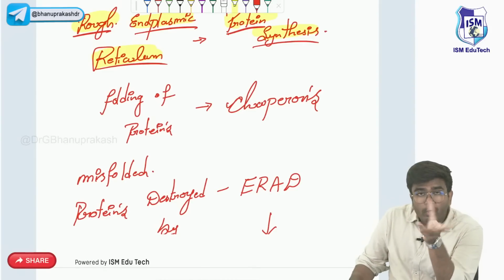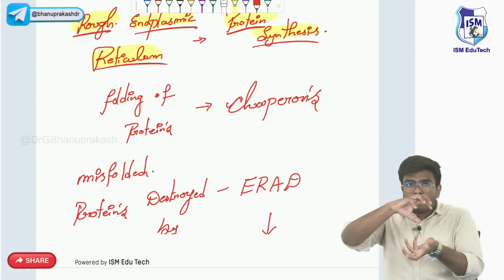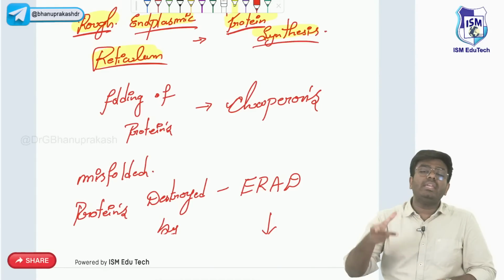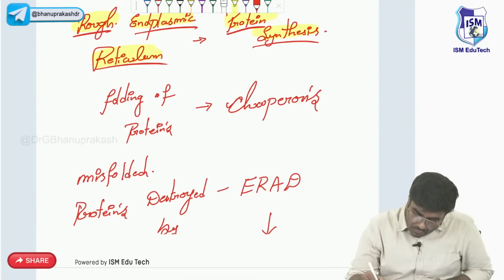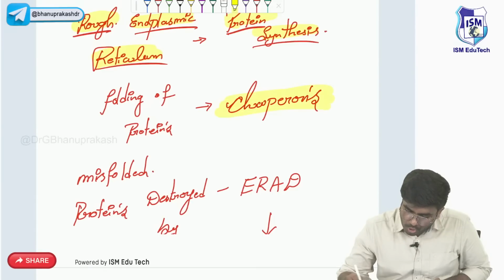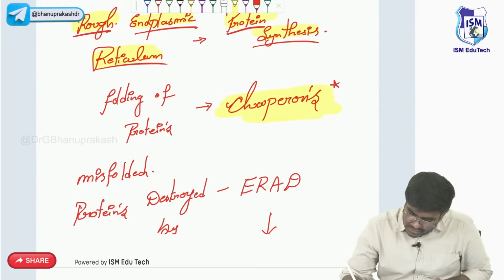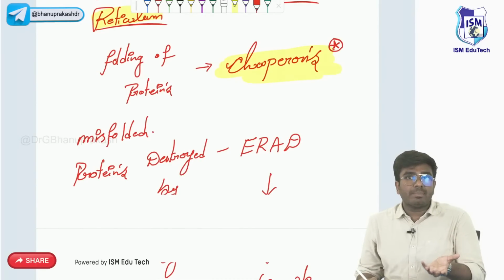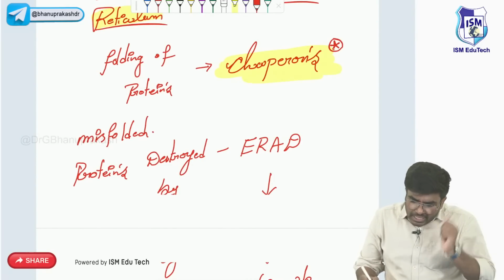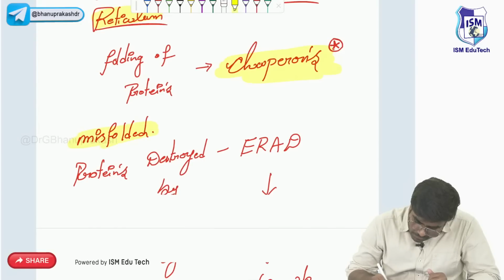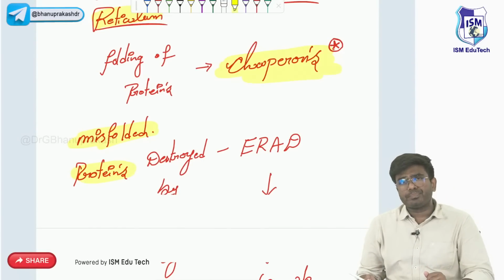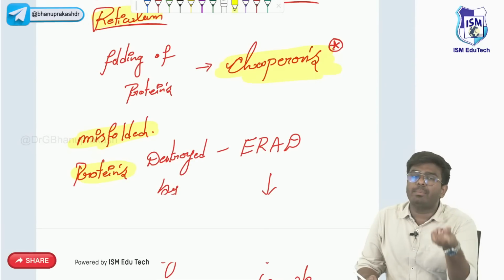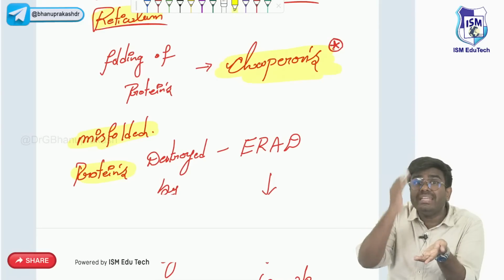Now, whenever you form a protein out of all the amino acids, there should be proper folding. This folding of the proteins is done with the help of which molecules? The folding of the proteins is done with the help of molecules called chaperones. But sometimes mishaps can happen. Sometimes misfolding of proteins can occur. Whenever there is a misfolded protein, that's a very toxic, very bad protein. That misfolded protein needs to be degraded immediately.